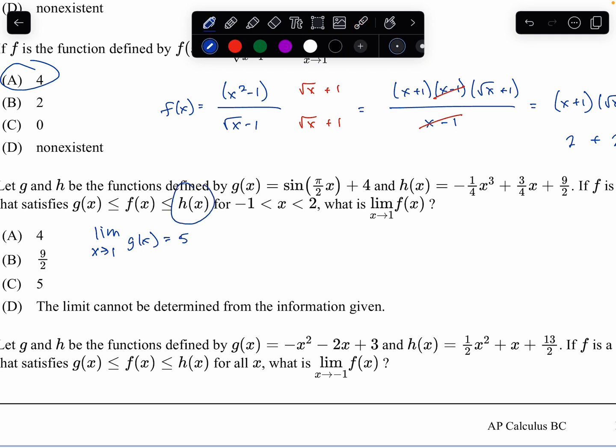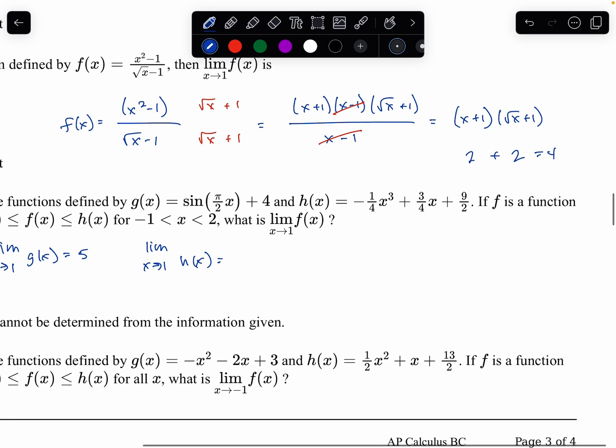Okay, now let's do the limit of our other one. So the limit as x approaches 1 of h of x. So let's go over here. If I plug in 1 into these spots right here, that's going to be negative 1/4, because 1 cubed is 1. If I plug in 1 to the next one, that's going to be plus 3/4. And then instead of writing 9/2, I'm going to write that as 18/4, because they are the same, but we have a common denominator now. So then that's going to be equal to 18 plus 3, which is 21, minus 1, which is 20. So 20 over 4, which is equal to 5.